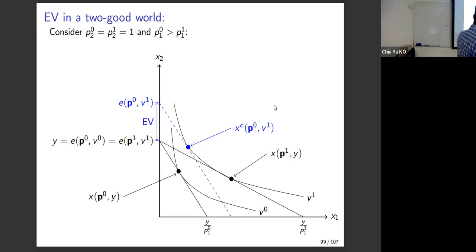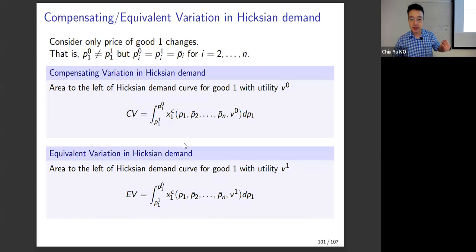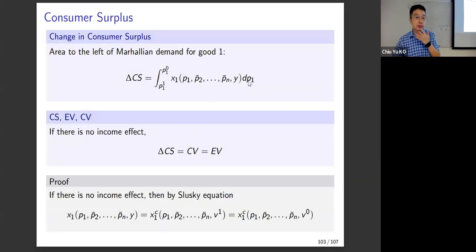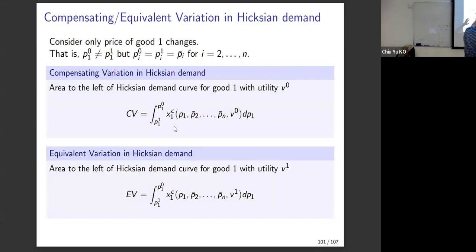So that means that using either EV or CV will be a good measure, okay? And that justifies why. So this is the two graphs together. But this justifies why we use consumer surplus, okay? If you try to write it properly, okay?